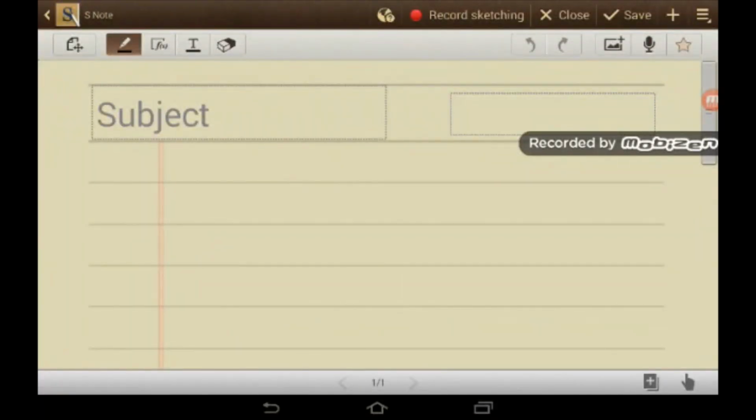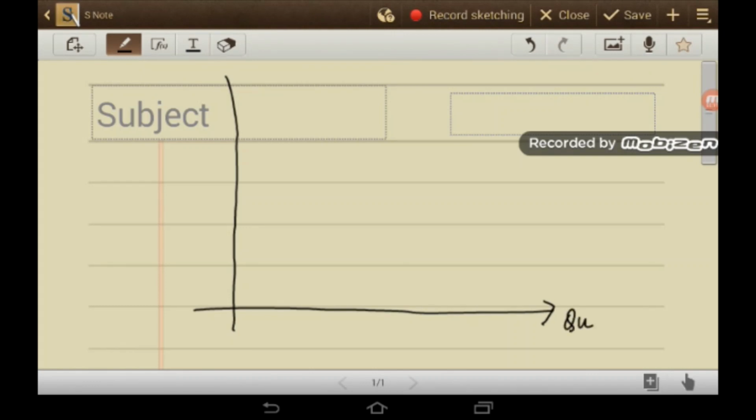Today I am going to discuss cost volume profit analysis. When we are learning about cost volume profit analysis, we have to know about this graph. On the x-axis, we keep the quantity or the output, and on the y-axis we plot sales and cost.